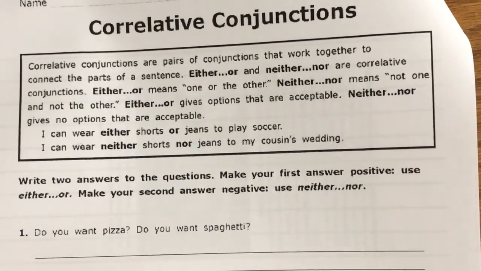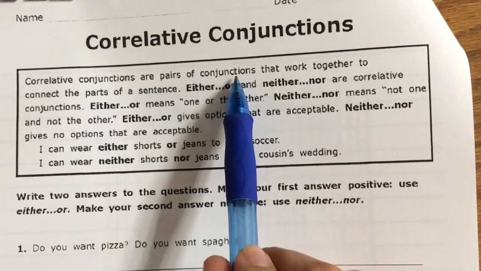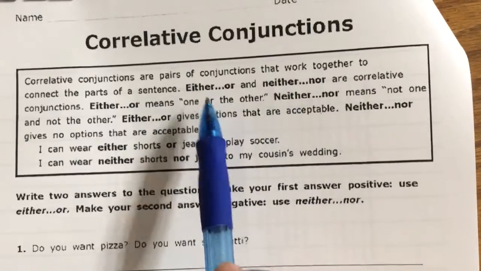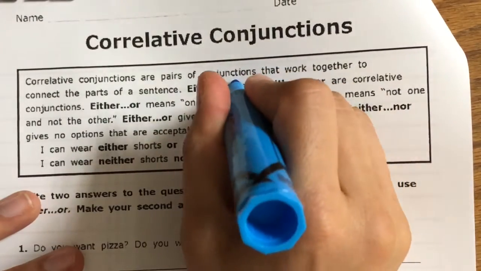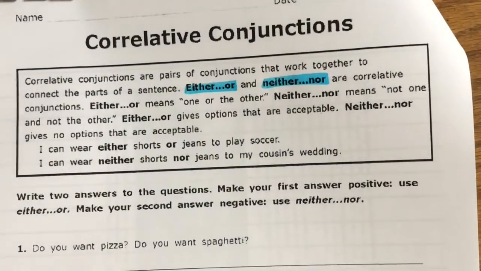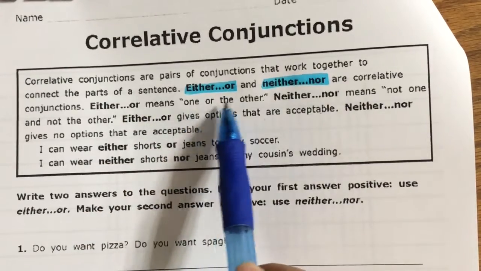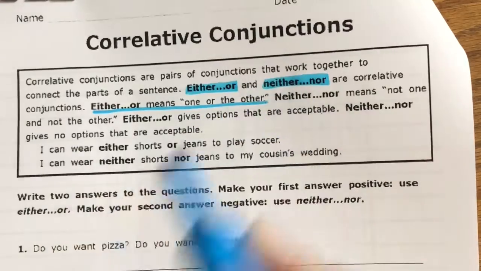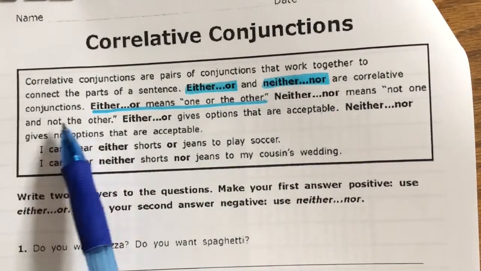So correlative conjunctions are pairs of conjunctions that work together to connect the parts of a sentence. Either/or and neither/nor. And I'm going to go ahead and highlight those because those are the only two that you are working with. These are correlative conjunctions. So either/or means one or the other. And I'm going to underline that now since you can see what they mean. And neither/nor means not one and not the other.